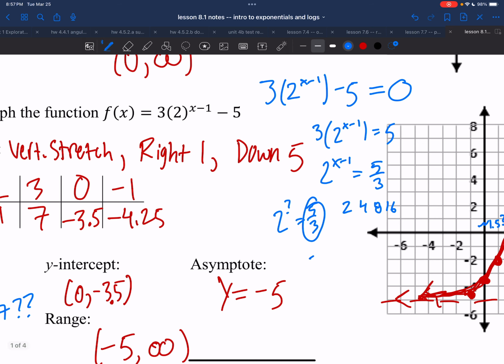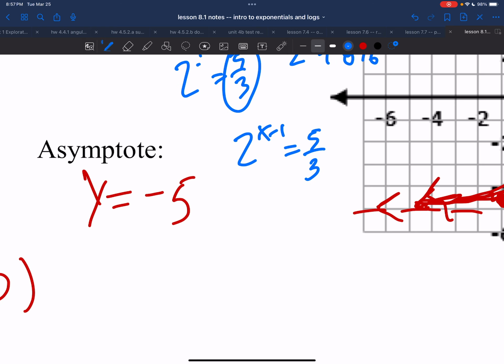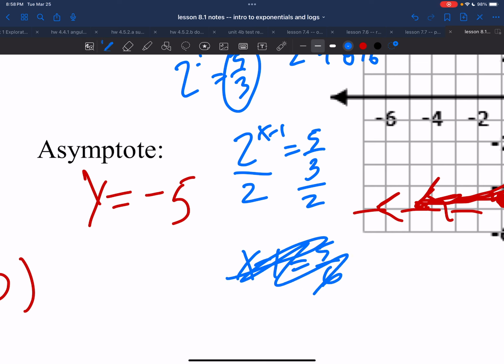We don't have enough knowledge to actually finish this problem. Because what would you do? 2 to the x minus 1 equals 5/3. Here are some student strategies I've seen. Divide both sides by 2. That doesn't do what you think it does. Students think, oh, if you divide by 2, then it's just x minus 1 is 5/6. No, that's not how exponents work. So you can't do that.